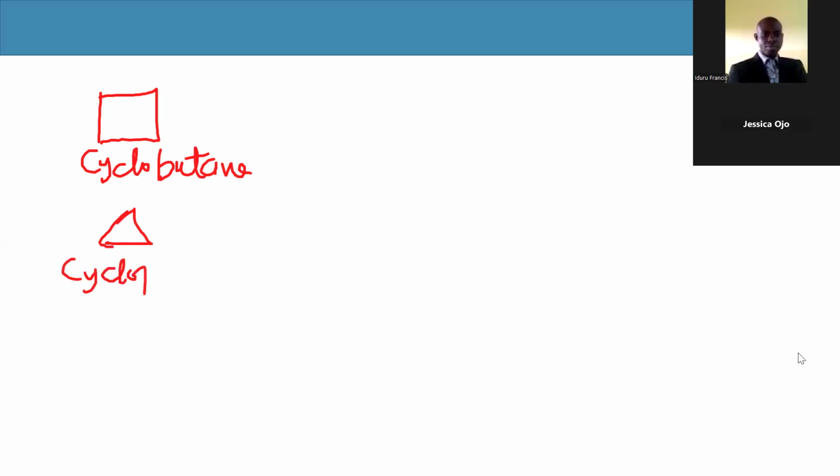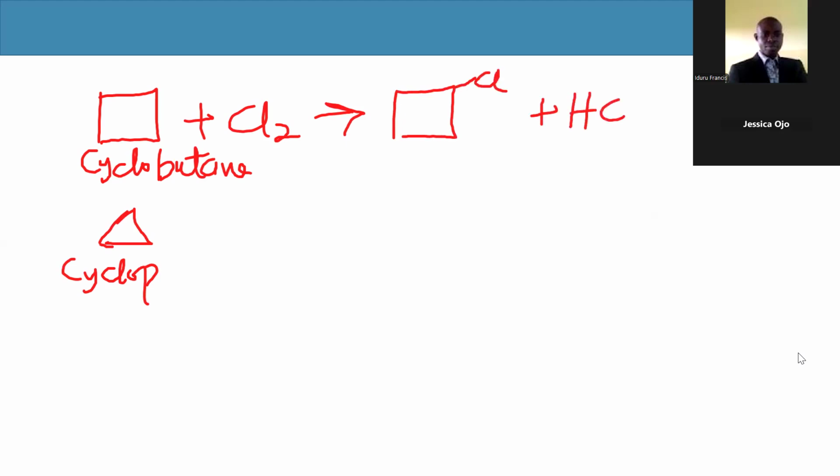Cyclopropane, okay, cyclopropane. So this one reacting with chlorine will give you... good. They now ask you to describe the mechanism. This one will be challenging a little bit for students who want to go with the other structural formula. Okay, let's start. Let's start with the initiation.